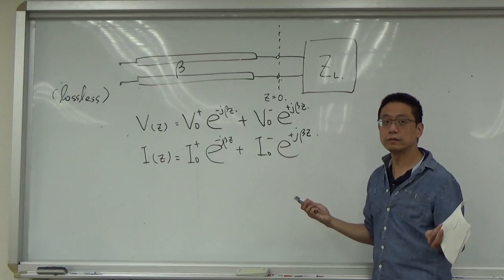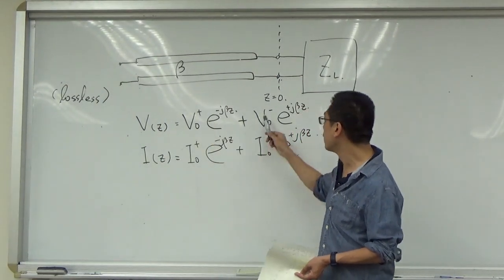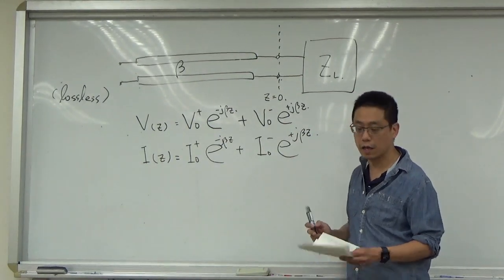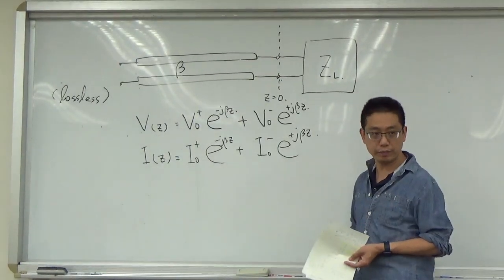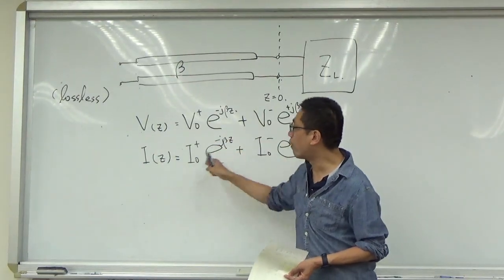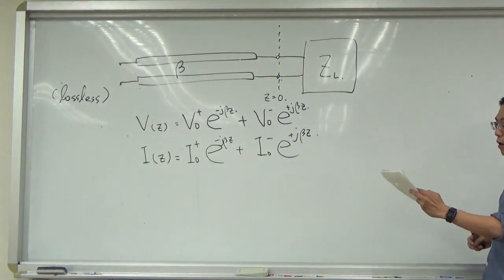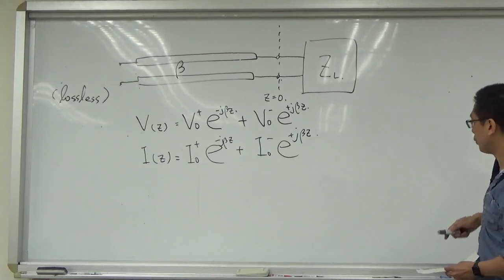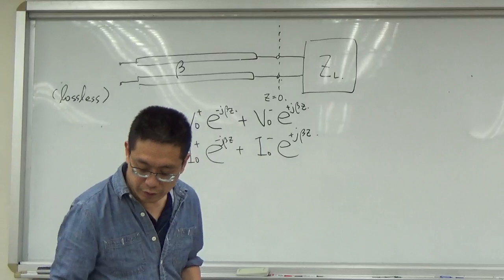At the beginning, we don't know the magnitude of V0 plus, V0 minus, I0 plus, and I0 minus. And we are looking for a relationship. What is the relationship of these four magnitudes? Okay, so first of all, we need to define a new parameter. So we define.